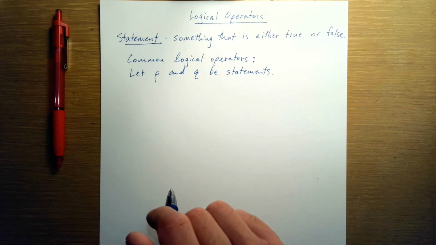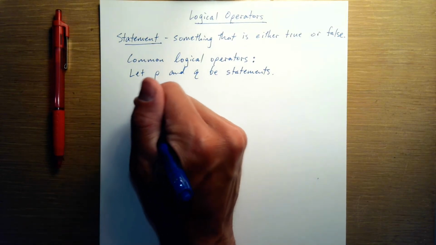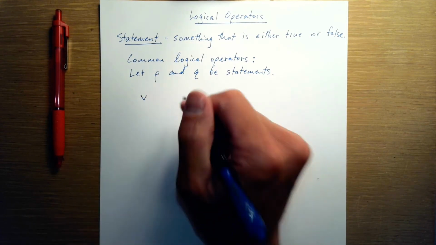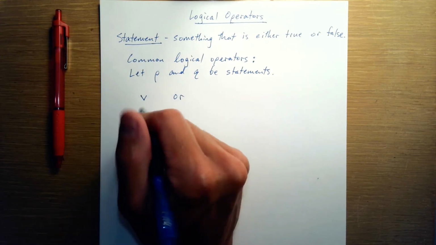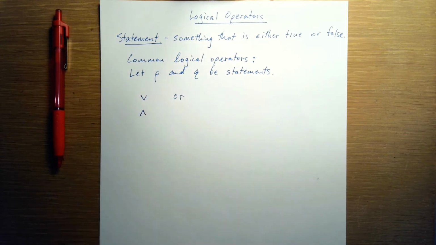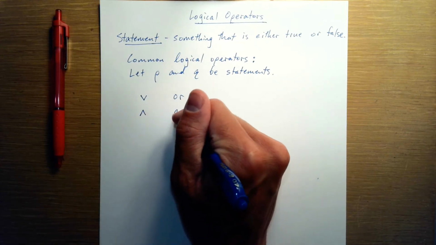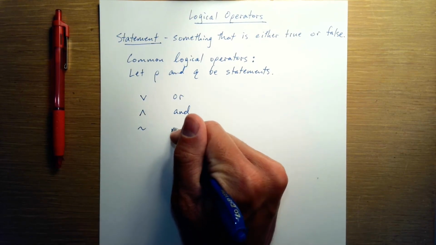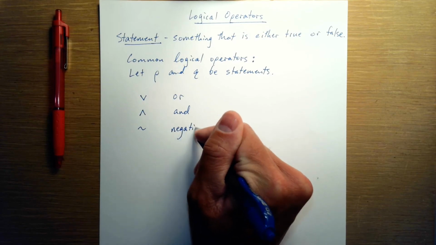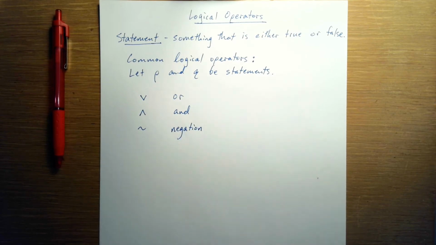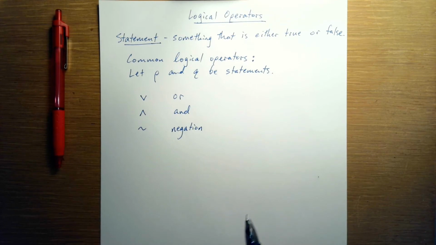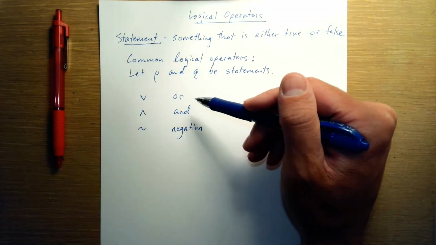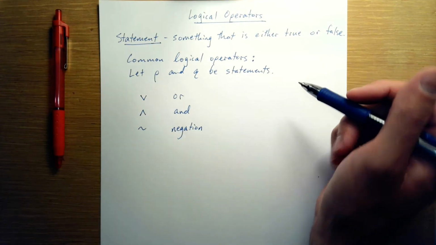So our logical operators are the following. We have one called OR, which is denoted by this V character. We have one called AND, which is denoted by the upside down V. And then we have one called negation, and that's represented by the tilde. So these behave kind of like how you would expect, with maybe the exception of OR. So let's just take a look at how these things behave.